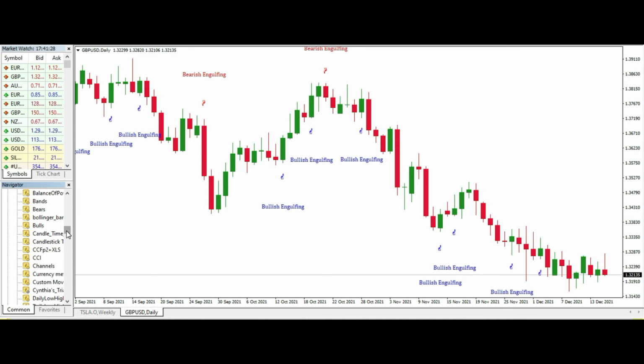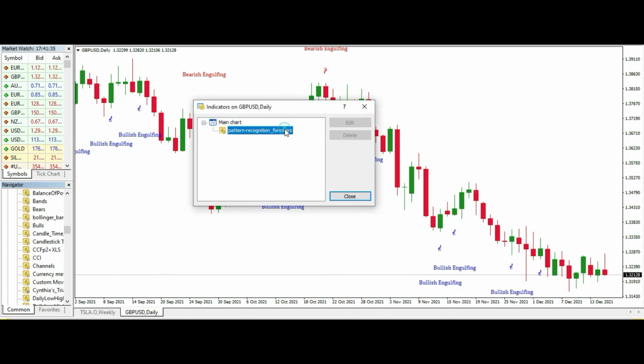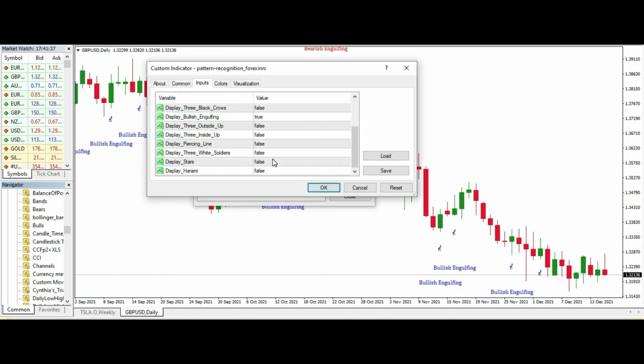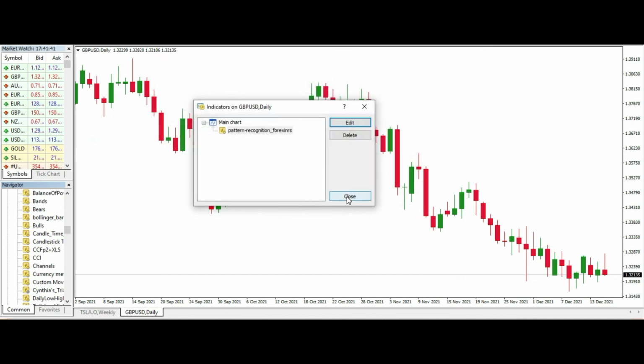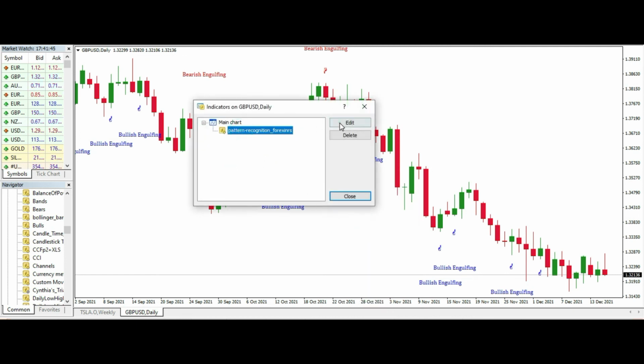But in overall strategy, I like the bullish and bearish engulfing pattern. Of course, I like a lot of patterns from this list here. Harami, for example, I like Harami. I will put it on the chart too, just to see that Harami.